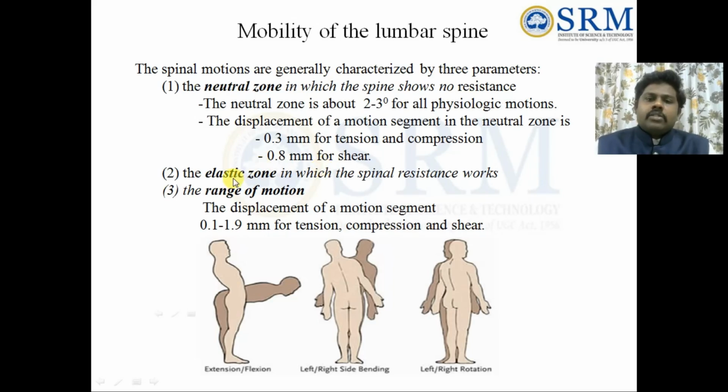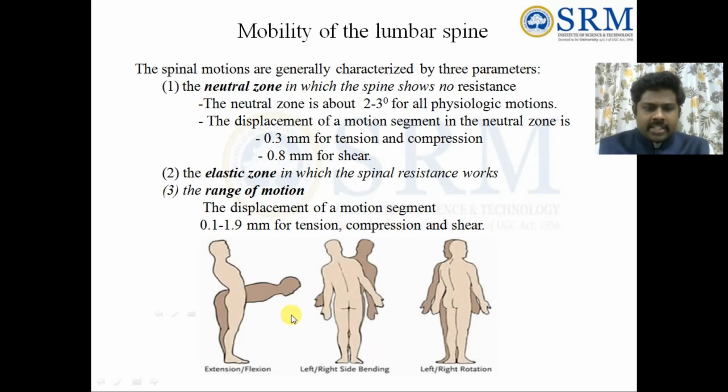Next, the zone is called the elastic zone. What is the elastic zone? In the elastic zone, it will go through a range of motion for flexion or extension, and it will regain its original position. That is called the elastic zone. Generally, we operate our spine mostly in the elastic zone only. Then next is the range of motion, the displacement of a motion segment, for example 0.1 to 1.9 mm in tension, compression and shear. That we call the range of motion.